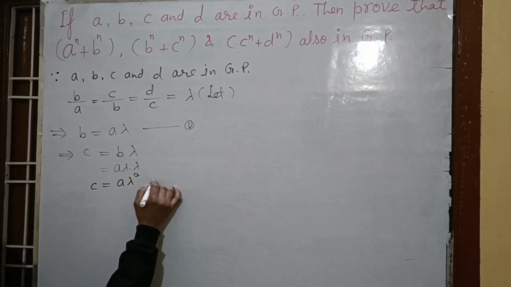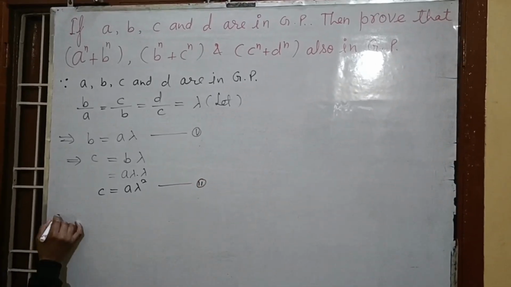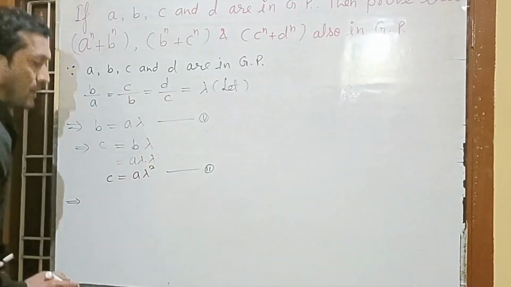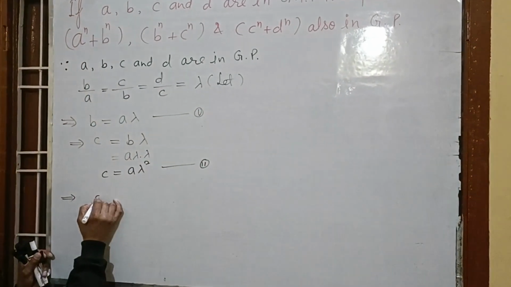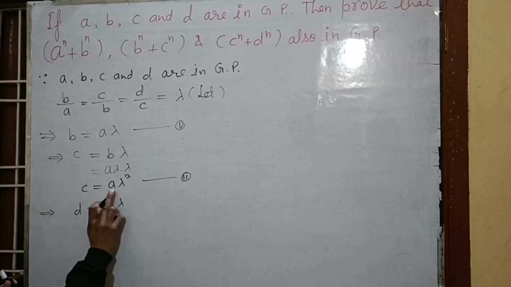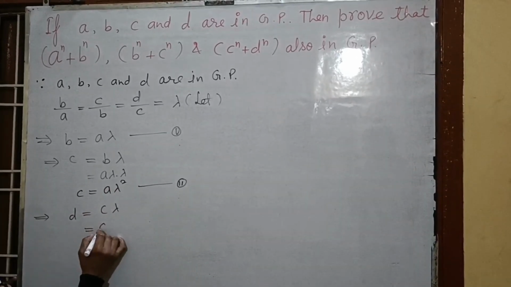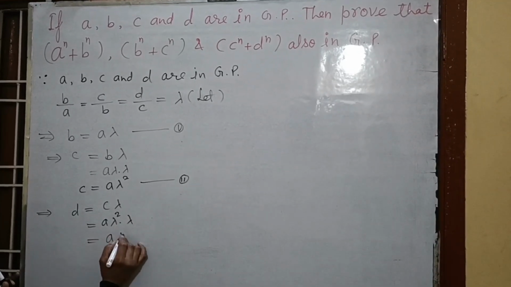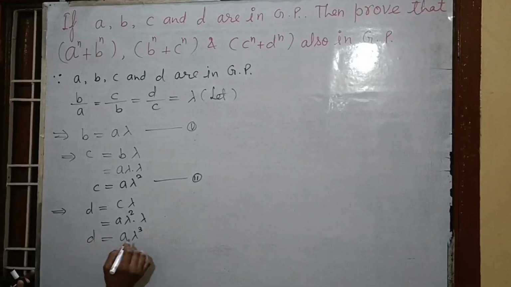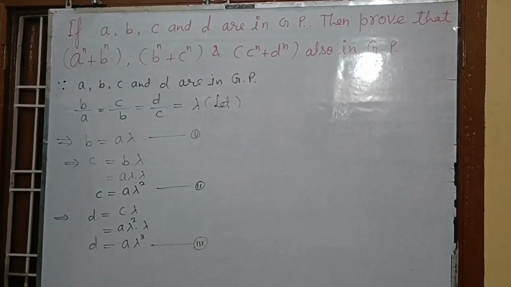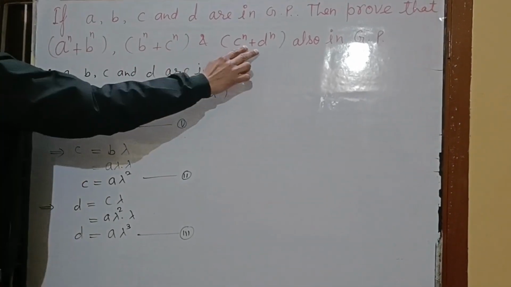Then D upon C equals lambda, that means D equals C lambda. The value of C is A lambda square into lambda, that is A lambda cube, the value of D. We have to show that these three terms are in GP.